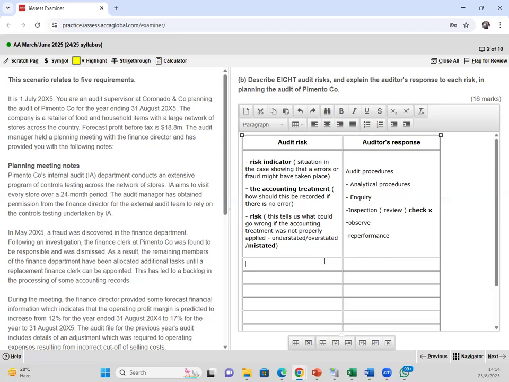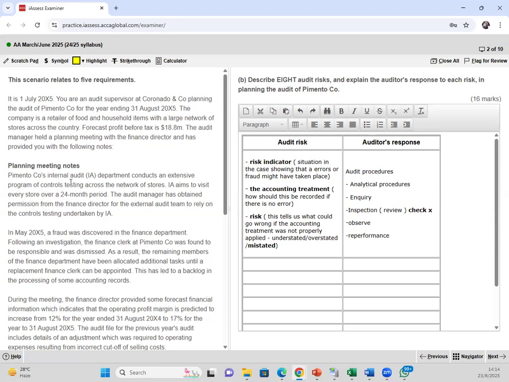So we have the audit risk and the auditor's responses. Now, let's go to the case. What I was doing is very important, more than just going to the answers, because you need to know, when you're drafting the answers, what steps are we supposed to follow?